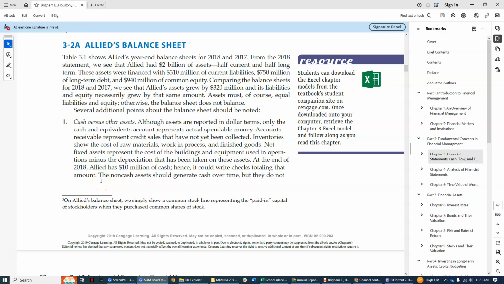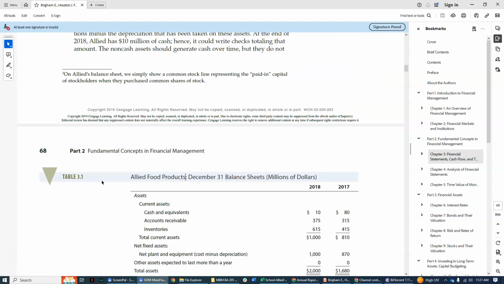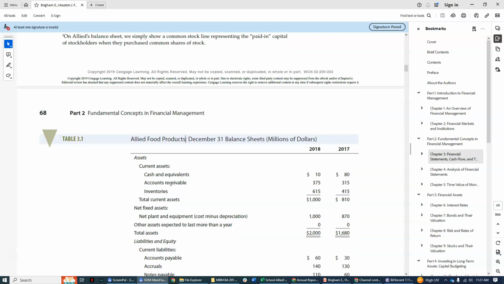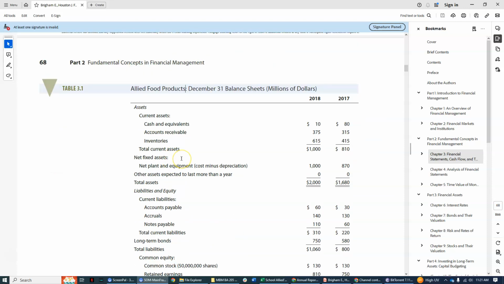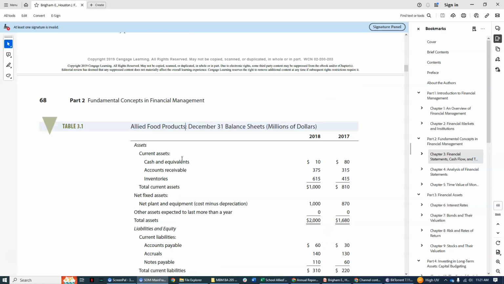For this video, we are going to learn about the Allied's balance sheet. We are going to examine inside and look into what information we can get from the balance sheet issued by Allied. This is the Allied Food Products balance sheet, a comparative one, December 2018 and 2017.